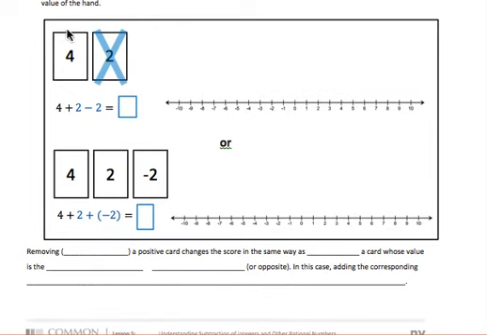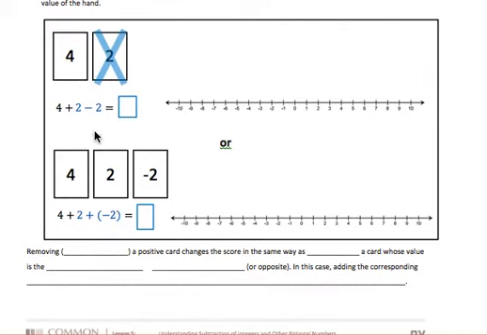And we can also see that the result is really the same. The result of subtracting 2 is really the same as adding a negative 2. 4 plus 2 minus 2 means that we originally added that 2 on, and then we took that 2 away, and we end up with 4.